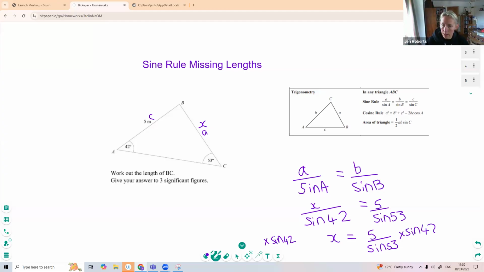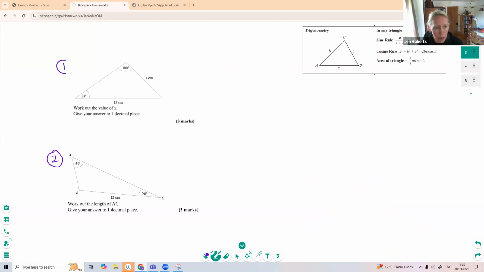I'm just going to type that all into my calculator. 5 divided by sine 53. I press equals at that point and then multiply by sine 42 to get an answer of 4.2 centimetres to 1 decimal place. That is your value of X. That's the length BC. Have a go at these two questions. Put me on pause, unpause to find out how you got on with them.